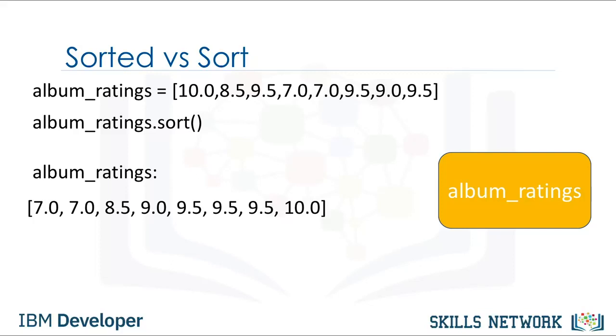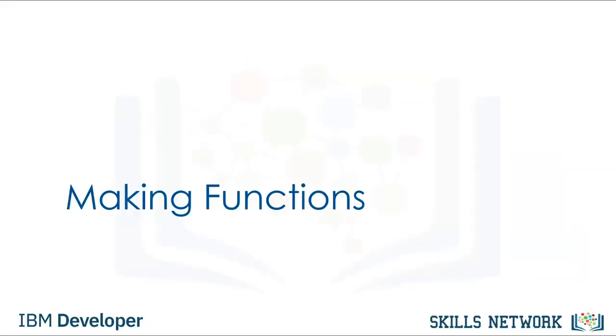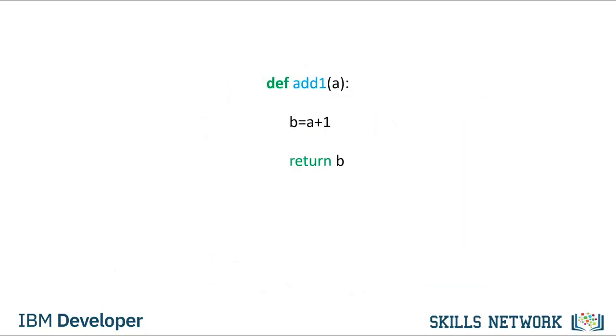Now that we've gone over how to use functions in Python, let's see how to build our own functions. We will now get you started on building your own functions in Python. This is an example of a function in Python that returns its input value plus 1. To define a function, we start with the keyword def. The name of the function should be descriptive of what it does. We have the function formal parameter a in parentheses, followed by a colon.